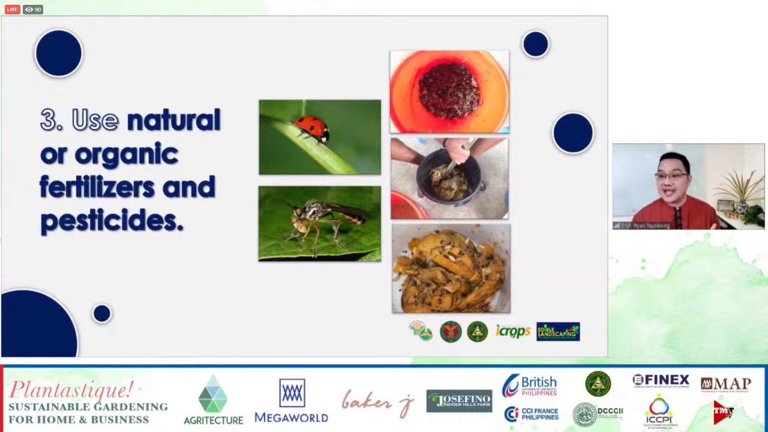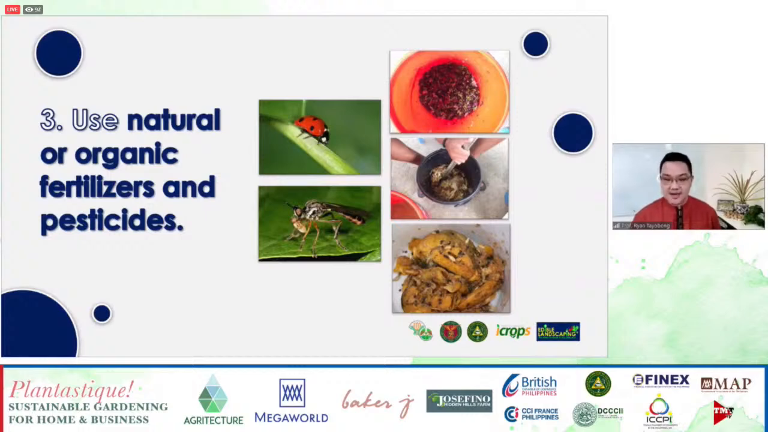In terms of sustainability, we can use our byproducts, kitchen byproducts, or those coming from the preparation of your meals, for organic fertilizer and pesticides. There are some researches showing that it is effective in producing better growth and at the same time combating some pests and diseases.